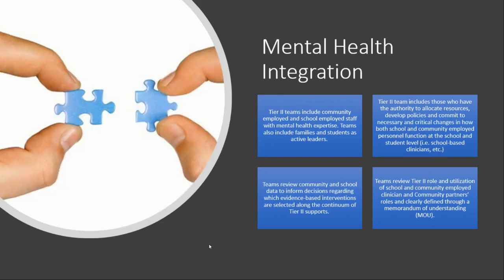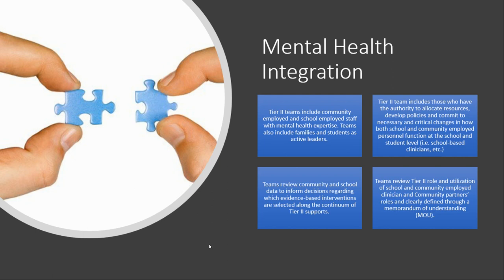So some things to think about and ways to integrate mental health. Here are some strategies. Number one, the tier 2 team includes community employed and school employed staff with mental health expertise. Teams also should include families and students as active leaders. Another mental health integration strategy is that the tier 2 team includes those who have the authority to allocate resources, develop policies, and commit to necessary and critical changes in how both school and community employed personnel function at the school and the student level, i.e., those school based clinicians, any of those people that serve in that role or capacity.